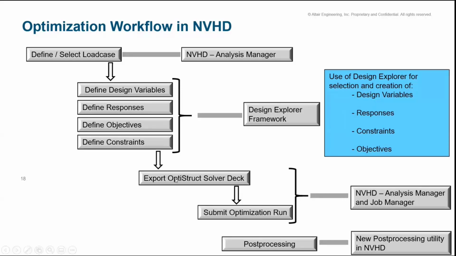The most important thing is we have enhanced Design Explorer so that we can write out the OptiStruct solver deck for this complete optimization setup. All the parameters which get created inside Design Explorer get converted to OptiStruct solver cards, and that is how we write out the OptiStruct solver deck. Generating the OptiStruct solver deck and submitting it for the OptiStruct run is done through NVHD. And then we have a dedicated post-processing utility inside NVHD, but we are going to focus today on the pre-processing side.